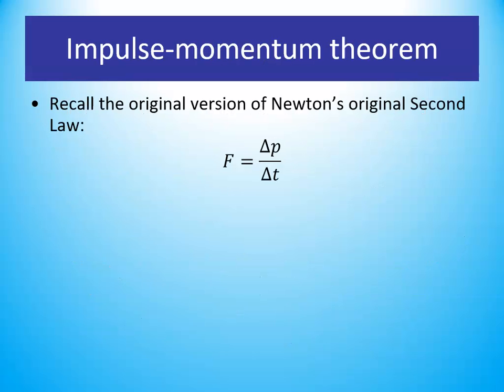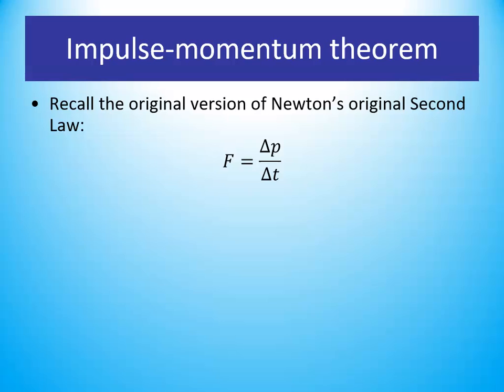Now, what about this momentum stuff? Well, this is the original version of Newton's second law. You might recall that we mentioned it before, that for things happening at a relatively continuous rate, but not in some sort of curvy force versus time graph or anything like that, the force is equal to the change in momentum divided by the change in time.